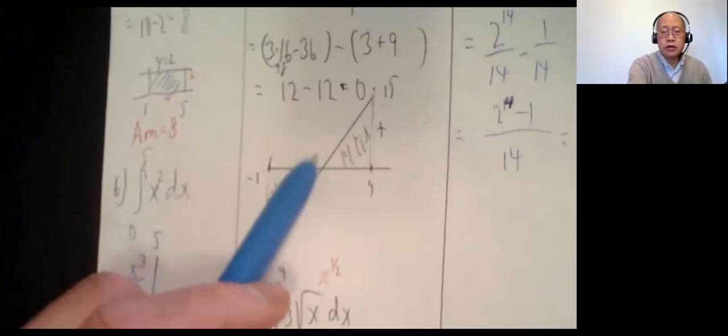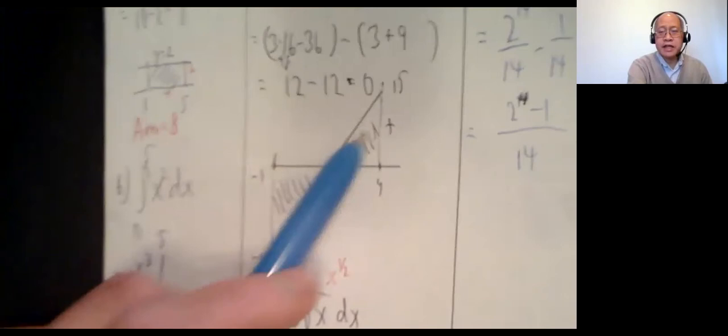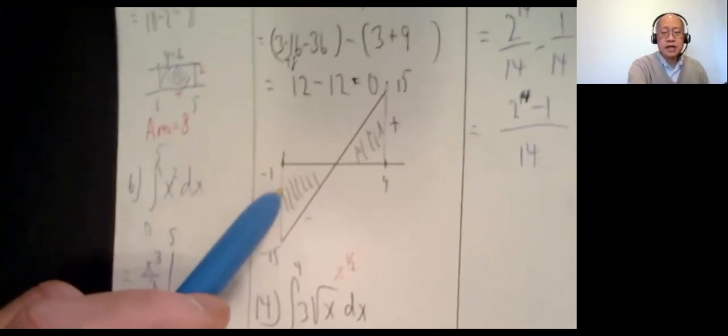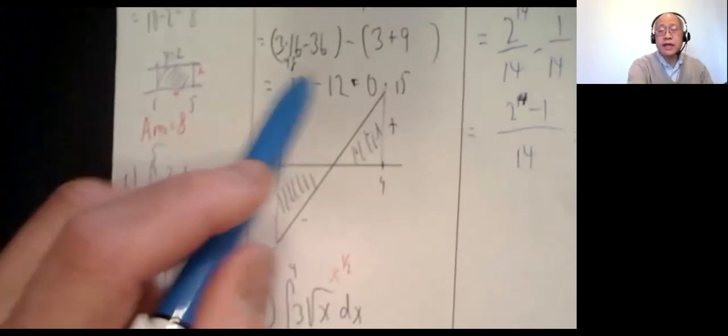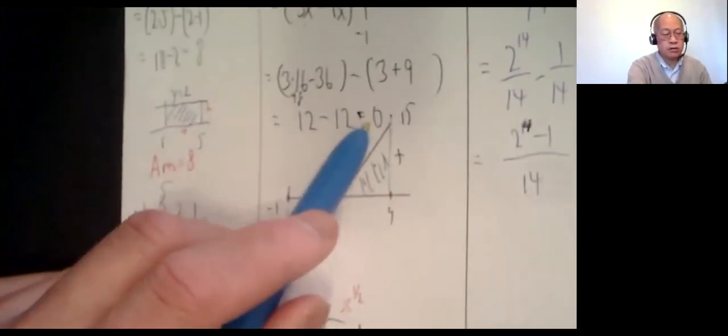So technically, you don't get the area under a curve. You get the signed area, where anything above the x-axis is counted as positive. Anything below the x-axis is negative. This area exactly matches this area. So the integral, this would come out to be positive. This would come out to be negative. So the net result is 0.